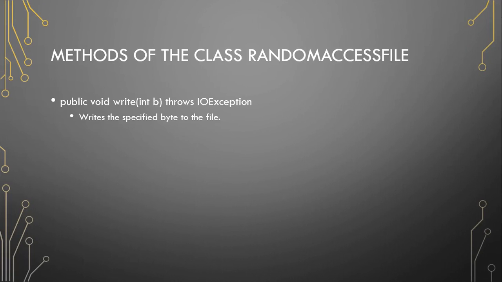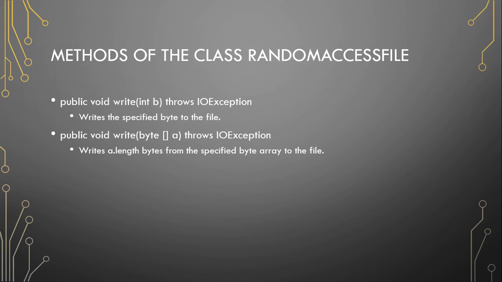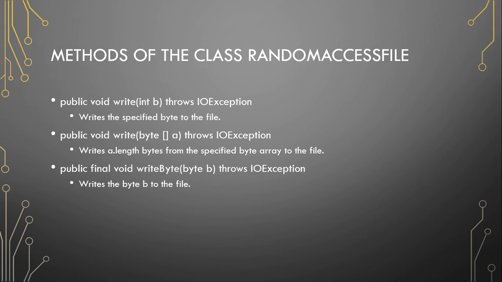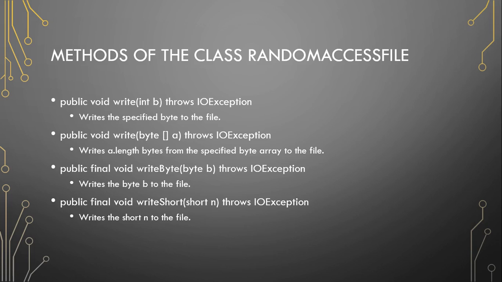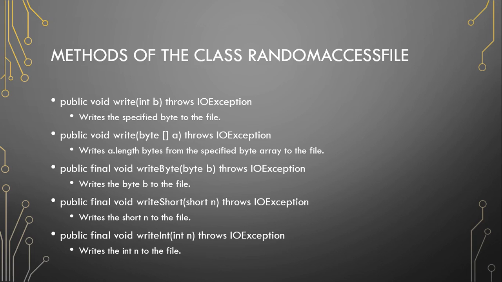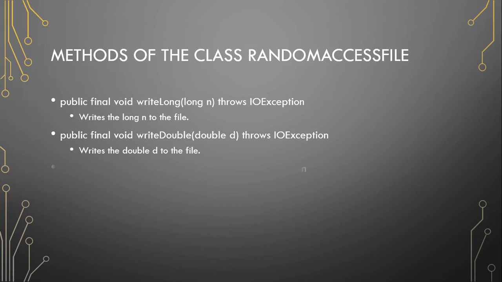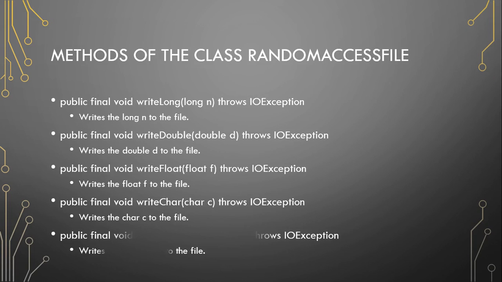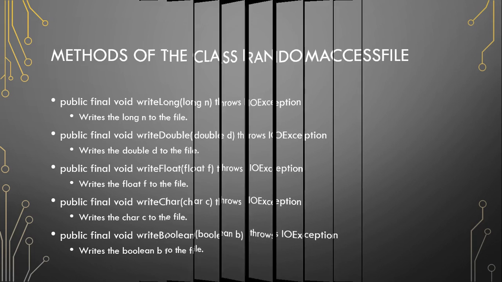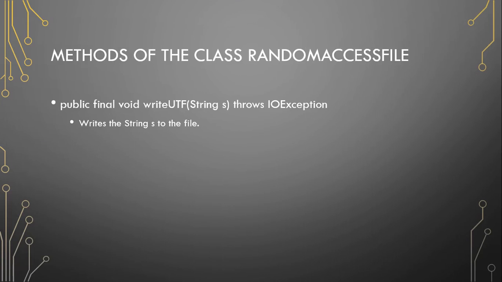All right. Now, these ones are going to speed up a little bit here. We have our write, which just writes the specified byte to the file. And we have write byte array a, which writes a.length bytes from the specified byte array to the file. We have write byte b, which writes byte b to the file. writeShort writes a short. writeInt writes an int. writeLong writes a long. writeDouble, etc. You can see these are pretty self-explanatory in what they do. We have writeDouble, writeFloat, writeChar, and writeBoolean. We also have writeUTF.